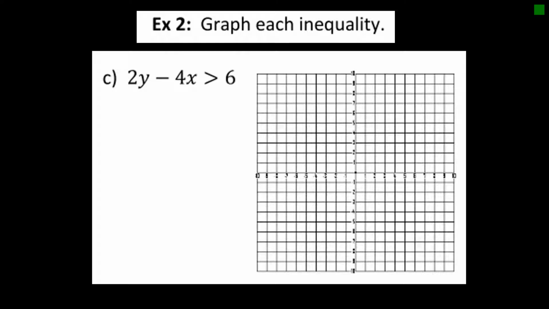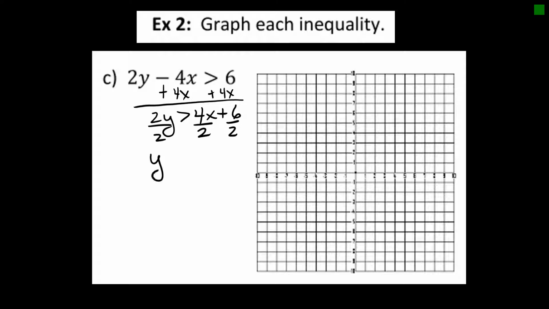We have 2y minus 4x is greater than 6. Now, I can't graph this yet because I haven't solved for y. So let's go ahead and solve for y. You guys are super good at this by now. So I'm going to start by adding 4x to both sides. And I get 2y is greater than 4x plus 6. Divide by 2, divide by 2, divide by 2. I get y is greater than 2x plus 3.